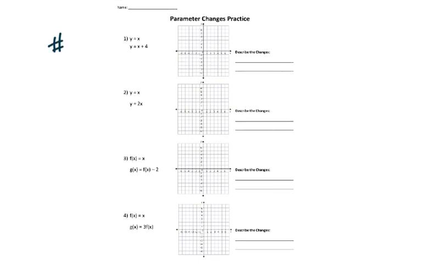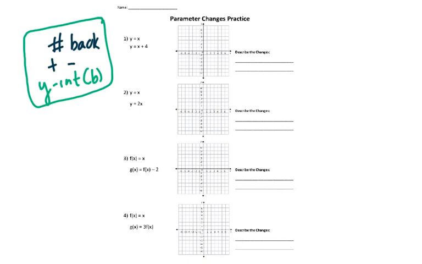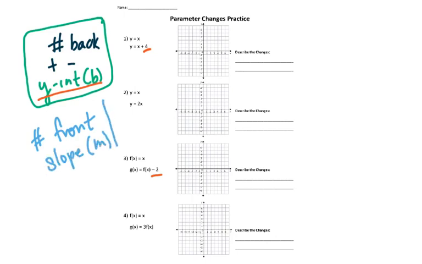If the number is in the back as a plus or minus, that means that we're changing the y-intercept, which is the B. Okay? So in the first example, the number's in the back. That means you're changing the y-intercept. In number 3, the number is in the back, so you're changing the y-intercept. If the number is in the front, that means we're changing the slope, which is the M. Okay, so in all of these, you are either changing the y-intercept or you're graphing by changing the slope.